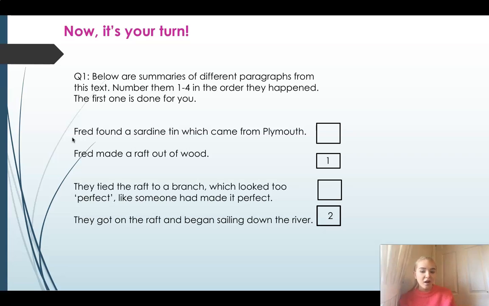And I've already decided when I was reading down my answers that I thought that Fred found the sardine tin whilst he was in the river, before they tied the raft to a branch. So that would be my number 3. And then I could confidently say that they tied the raft to a branch at the very end of these events, and that would be number 4. And I didn't need the text to help me with this, because I'm using my knowledge of the sequence of events that I know from reading this text.